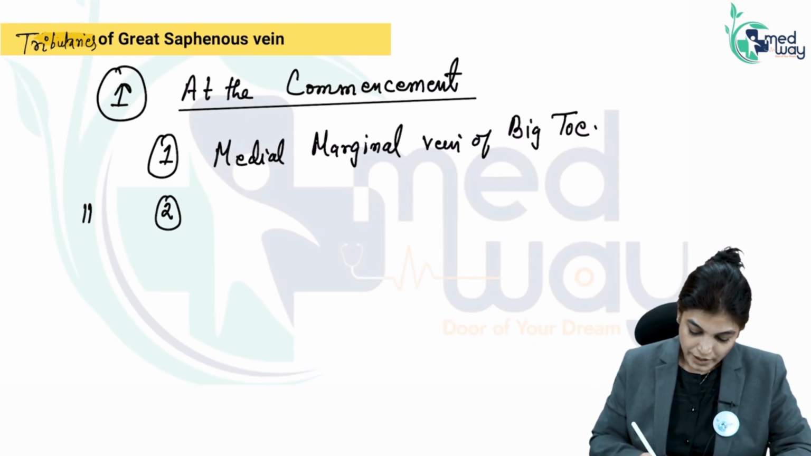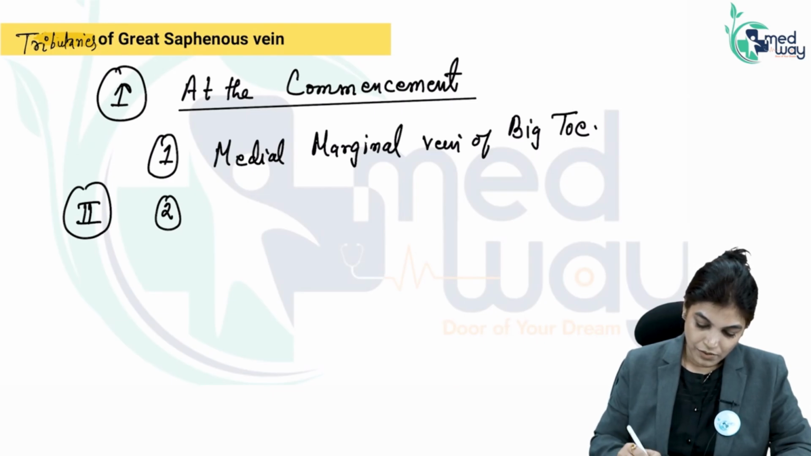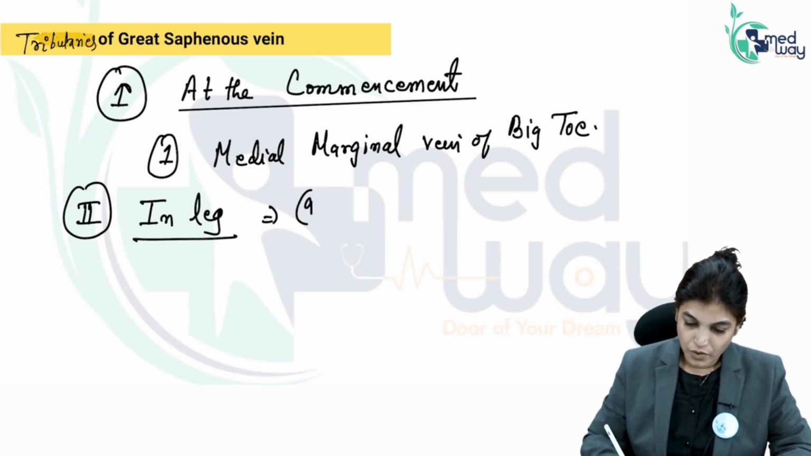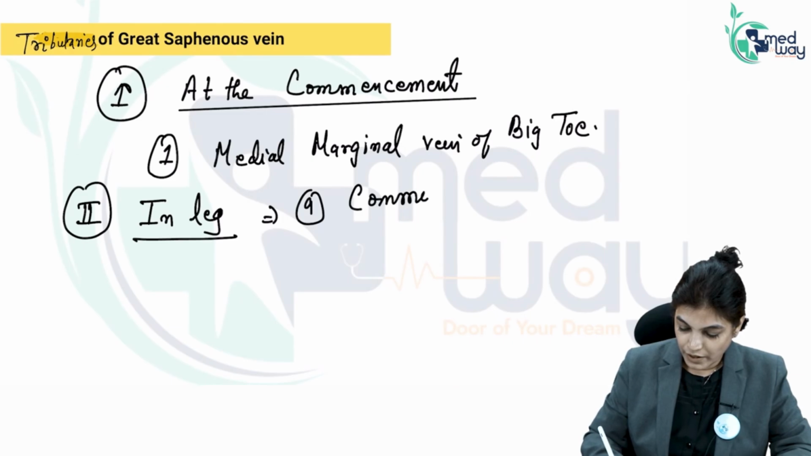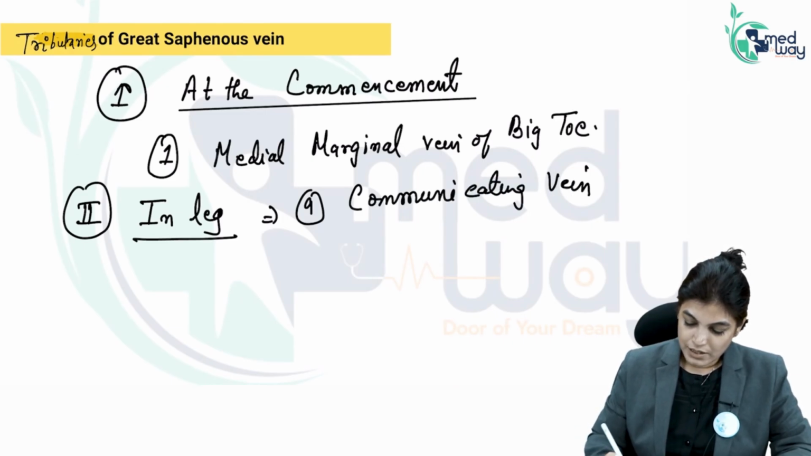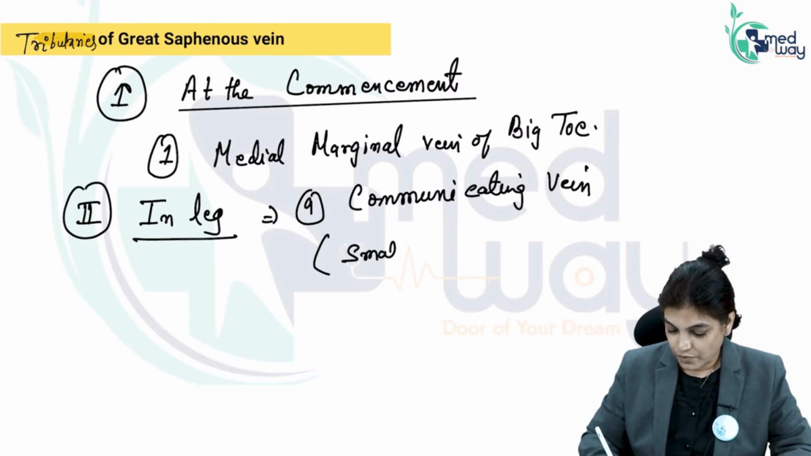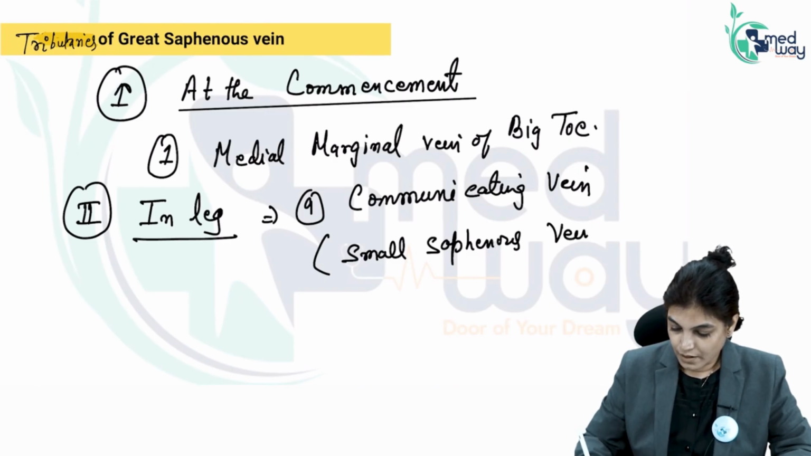leg. The next important point is to know the tributaries at the level of leg or in the leg. So please write down the tributaries in the leg. In the leg, we have got a communicating vein. This communicating vein is given to small saphenous vein and also to the deep veins.